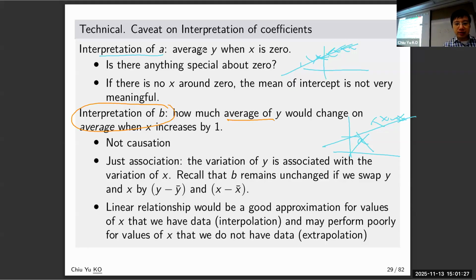To remind you that there's no causality. Causality will be there if you are the one who changes x, that is, if it's experimental data. If the data is observational, someone collected it for you and you're not controlling x, then it's not causal. That is just association. And remember, what you're doing is how y changes with x, but in fact, it's how y minus y bar changes with x minus x bar, right? Because that is the idea.